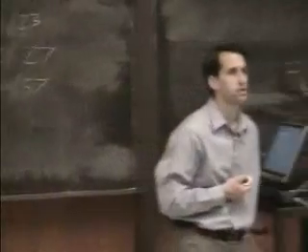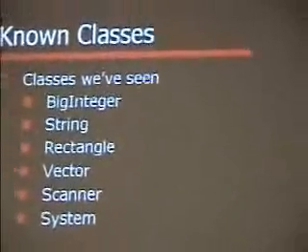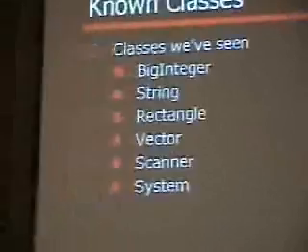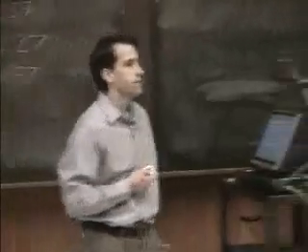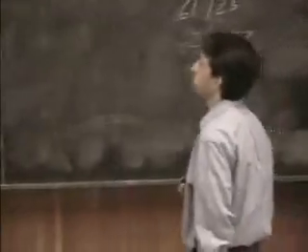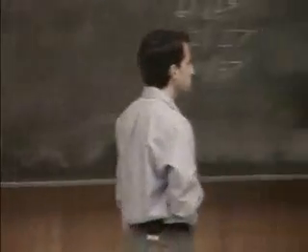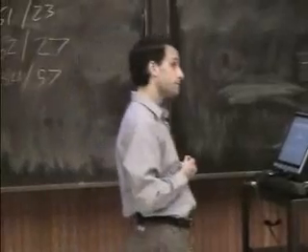We've seen a whole slew of classes. In particular, I guess we haven't seen BigInteger, but we've seen a bunch of others. We've seen vectors, rectangles, scanners, and System, right? System.out.println, System.in, System.exit. So we're going to be getting to classes shortly. That's Chapter 6. But first, we need to talk about creating methods.